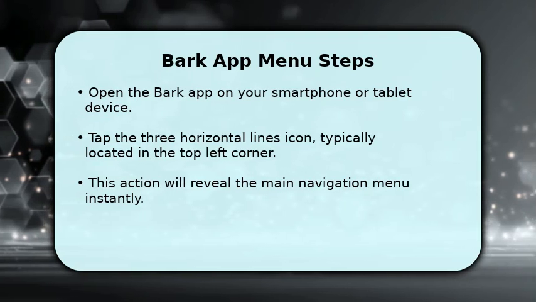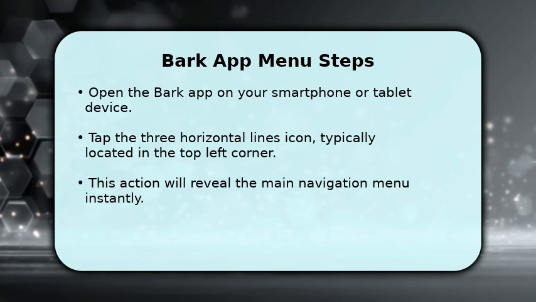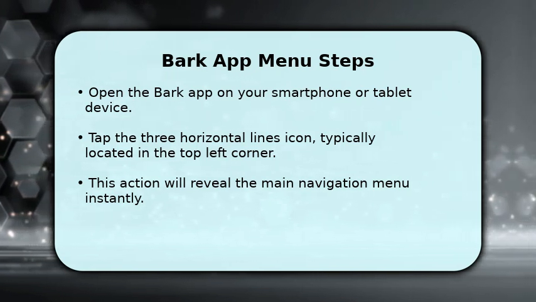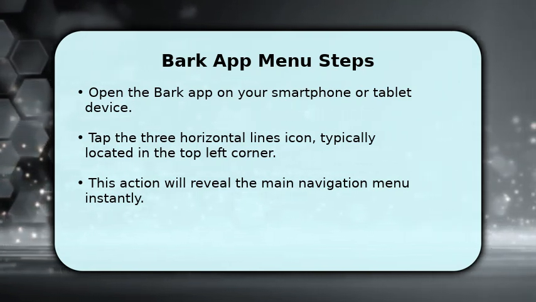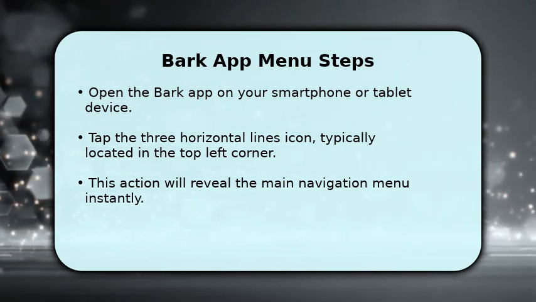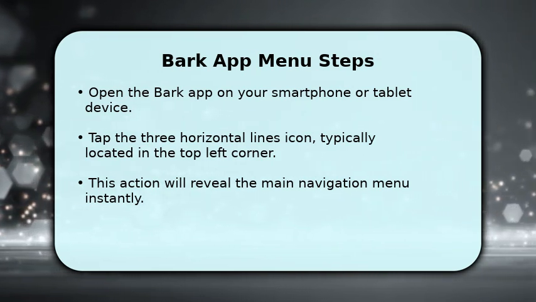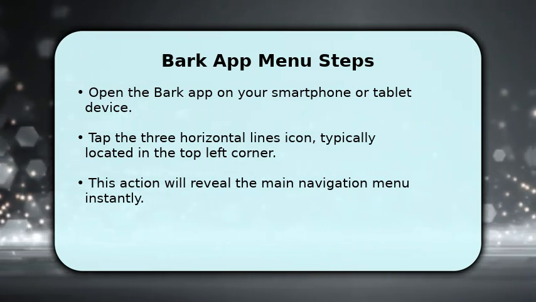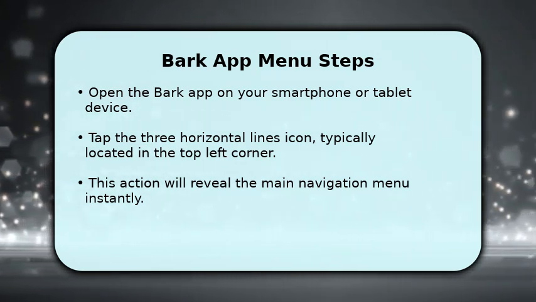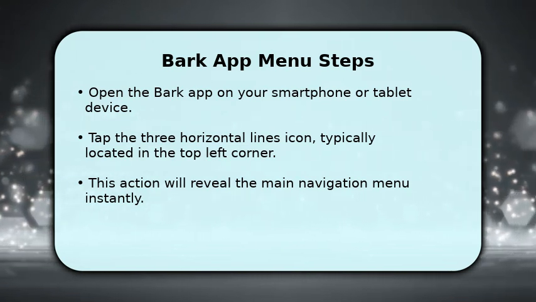For mobile users, accessing the Bark menu is straightforward. First, launch the Bark application on your smartphone or tablet. Once the app is open, look for the icon with 3 horizontal lines, often called a hamburger menu icon. It's usually positioned in the upper left-hand corner of your screen. Tapping this icon will immediately expand the main navigation menu, giving you access to all its features.